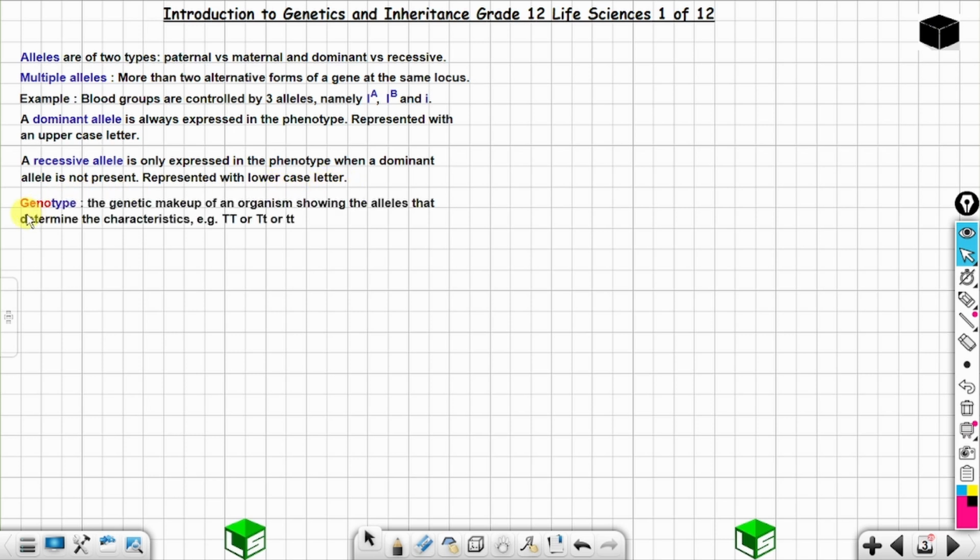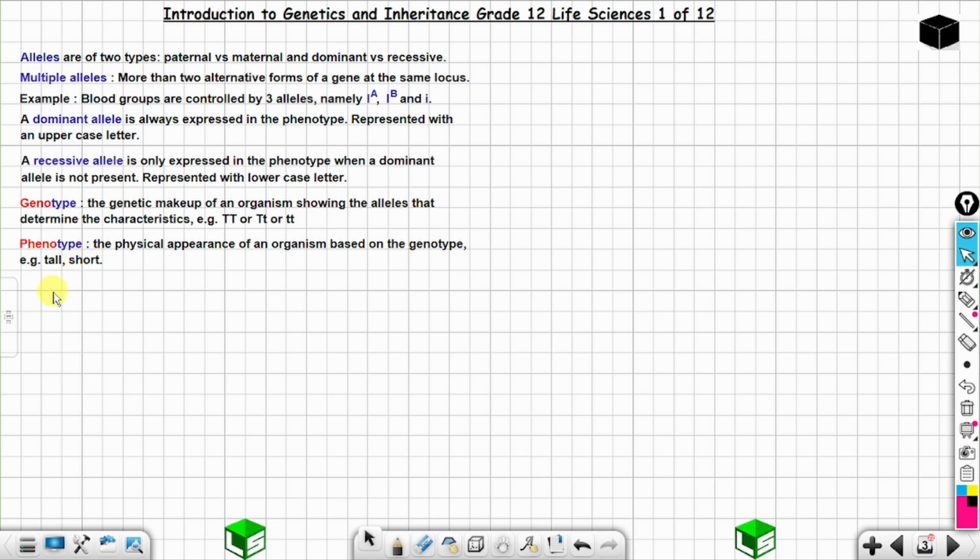And you also have genotype, which is the genetic makeup of an organism, showing the alleles that determine the characteristics. For example, if you are using T for the height, we are going to see about this. So in the word genotype, you have geno for genetic makeup, and we have phenotype, which is the physical appearance of an organism based on the genotype. Example, tall, short, green eyes, blue eyes, brown eyes. So all these characteristics are known as phenotype.